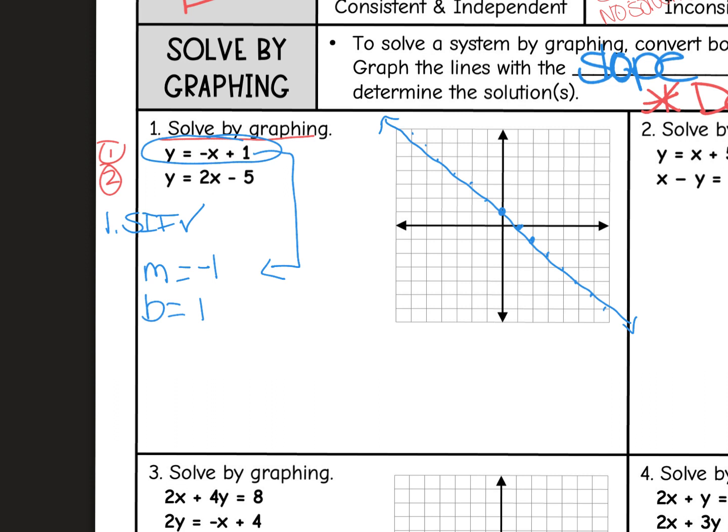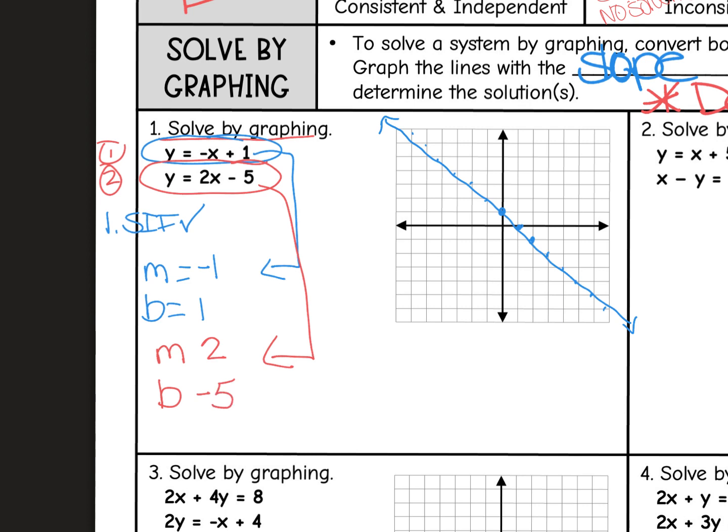Now that I have this first one graphed, I'm going to go ahead and graph my second equation. It's in slope-intercept form. So same thing, I am going to identify what is my slope, what is my y-intercept. Well, my slope is 2. My y-intercept is -5.